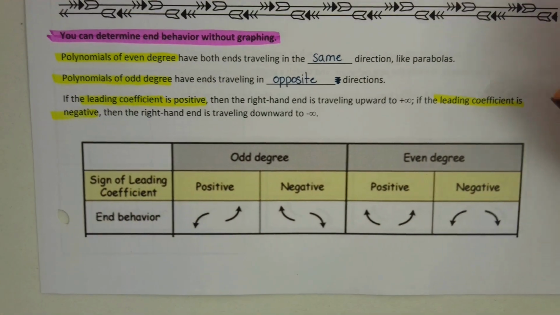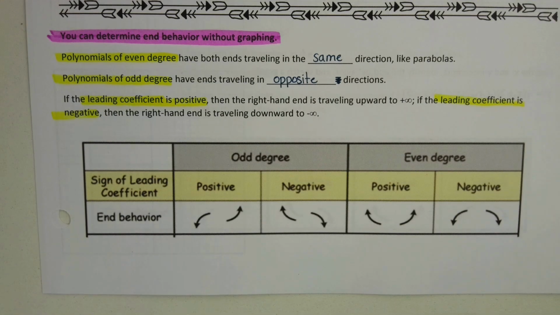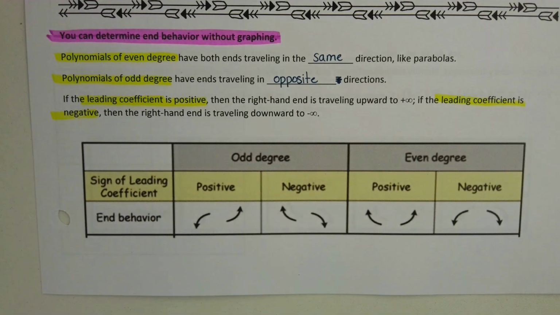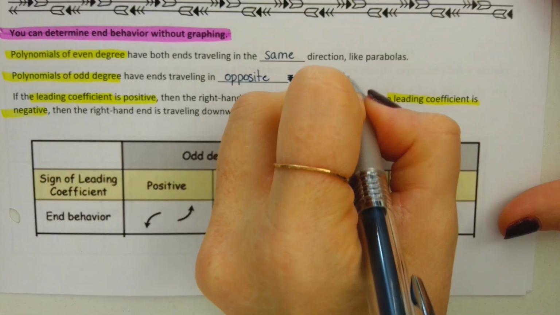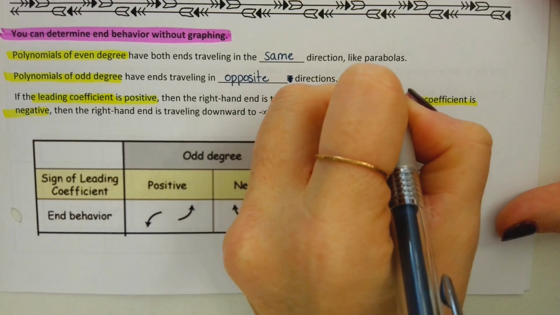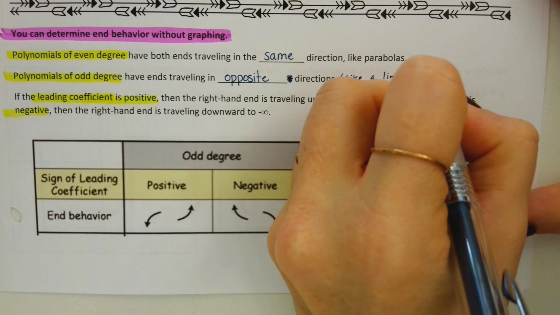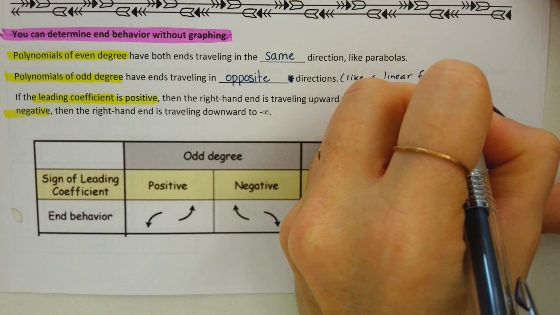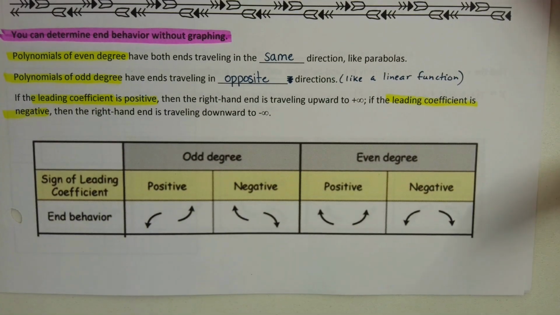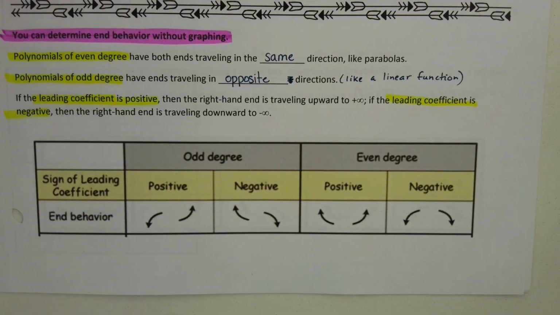Now, the most common odd degree polynomial that we know already is a linear function. A linear function is an odd degree. Its highest exponent is a 1, which makes it odd. If you think about a linear function, it's either going like this, where one end is going up and the other is going down, or like this, where the other end is going up and the other is going down. I'm going to write that like a linear function. And it's the same thing for any odd degree. For a 3rd degree, one piece will go up, the other side will go down.